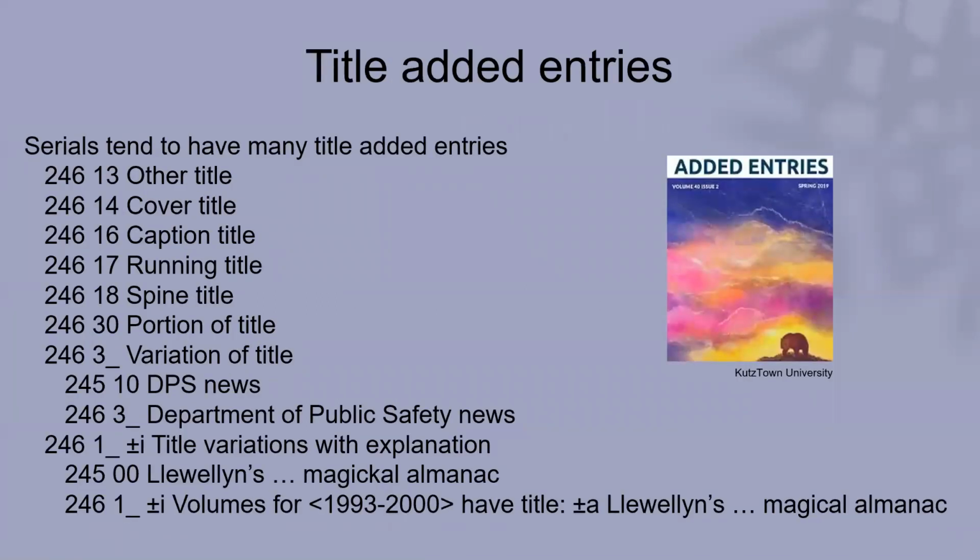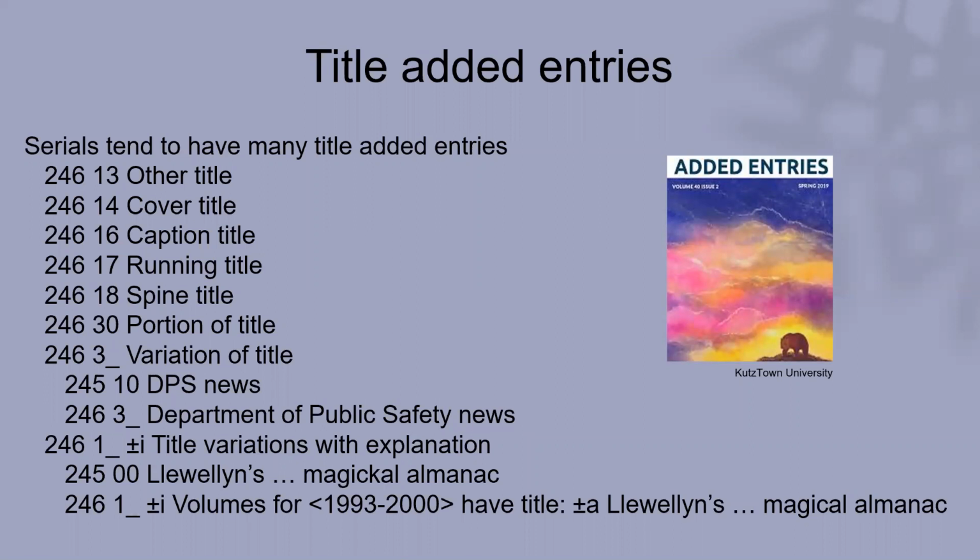Okay, title added entries. So serials often have various title added entries. You can find these variations on the cover, the caption, the running title, etc. As you can see in this slide, serials can have abbreviations or words spelled differently in the main entry. Using the added title MARC tag 246, we can further explain the title proper.